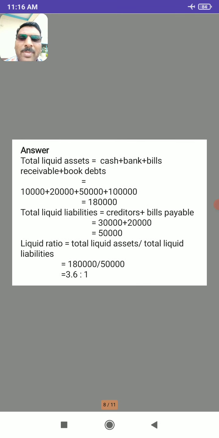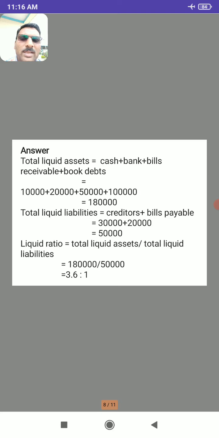So here, by calculating the total liquid assets and total liabilities, we can easily find out the quick ratio. First of all, we will calculate the liquid assets. Total liquid assets can be calculated by taking the sum of the liquid assets like cash, bank, bills receivable, and book debts. Here cash is given as 10,000, bank is 20,000, bills receivable is 50,000, and book debt is 1 lakh. So in total we have 1,80,000 as liquid assets.